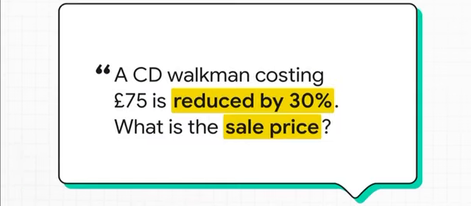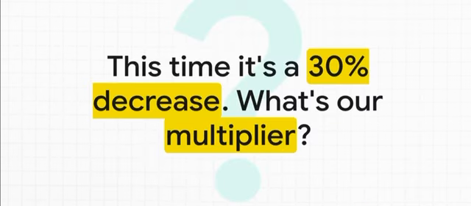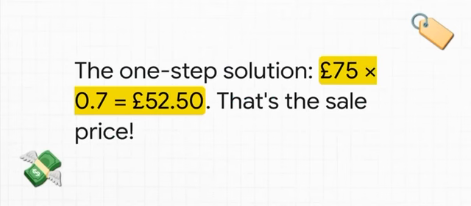All right, let's try a decrease, a classic sale problem. We've got a 75-pound item, and it's being reduced by 30%. We need to find that new sale price. Okay, what's the move here? We start with our 100%, and we're taking away that 30% discount. That leaves us with 70% of the original price. So what's our multiplier going to be? You got it. It's 0.7. Now we just pop that into our one-step formula. So we take our 75 pounds, multiply by 0.7, and we get 52 pounds 50 pence. That is the final sale price. It's just so fast and efficient, right?